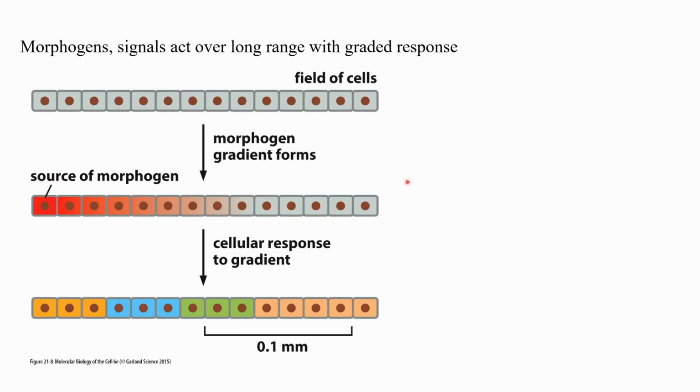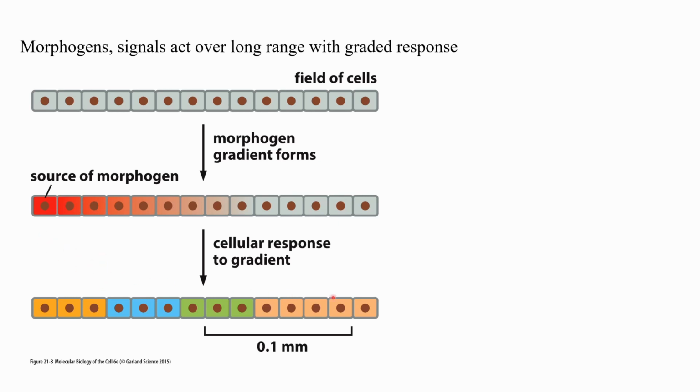This is perhaps a good time to introduce the idea of morphogens, and they are secreted signals that act over a long range and have a graded response. So what do we mean by this? We have a field of cells and we get the secretion of a morphogen from one side of the cell, and this will give a concentration gradient with the highest concentration of the morphogen close to the source and the weakest away from that. Then the cells can respond differently to the concentration of morphogen received.